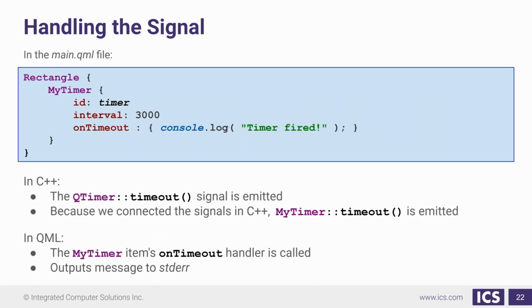Now later in QML, when we want to use this, it's as simple as using the provided handler, just like any other QML that we would make. So here again, we have MyTimer. We have an onTimeout handler now. So we simply can use onTimeout with a capital T. And here we're just logging to the console that our timer has fired.